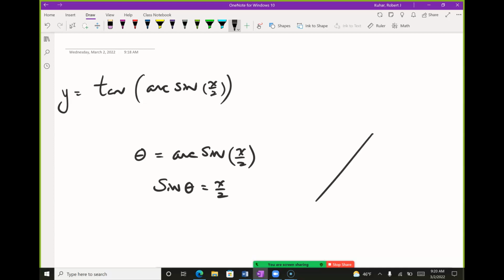As soon as I say that, I know I have a right triangle with an opposite side of x and a hypotenuse of 2. And the base is square root of 4 minus x squared. Everyone agree?